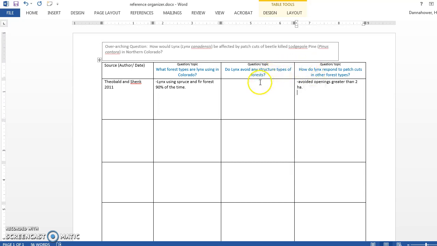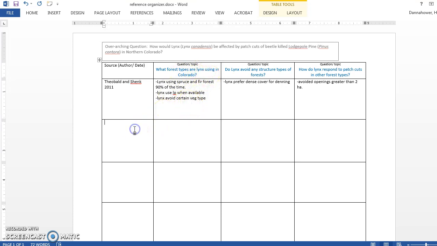Do lynx avoid structure types? I don't know if I've read anything about that, but I do know that I found in this article that lynx prefer dense cover for denning. Okay, that's kind of related there. And so I can go in and add any other information I find. Maybe I find that lynx use lodgepole when available. Maybe I found that lynx avoid a certain veg type. So I'm going to put anything I find related to what forest types lynx are using in Colorado in this cell.